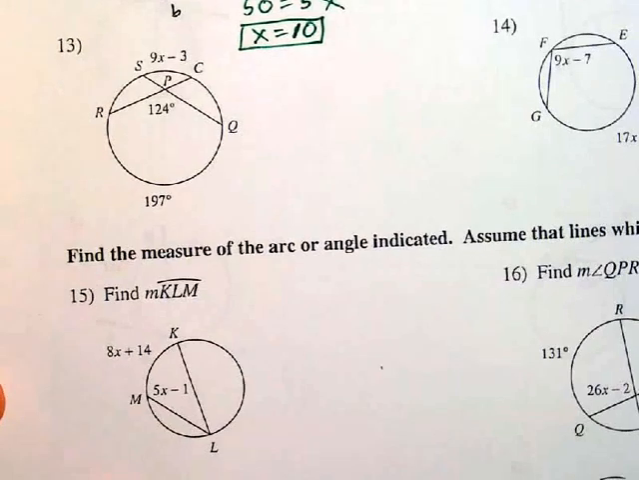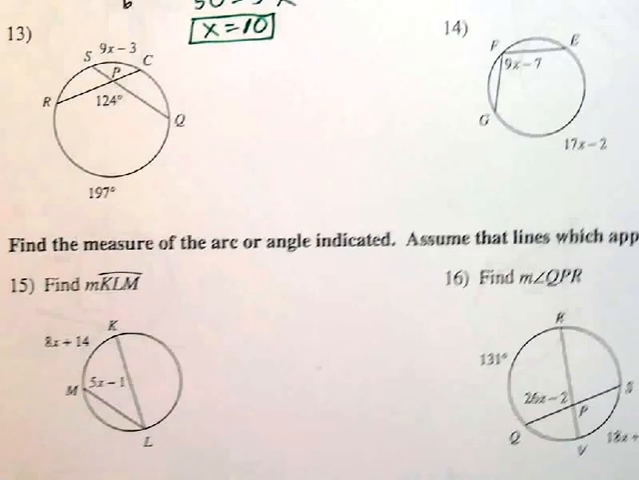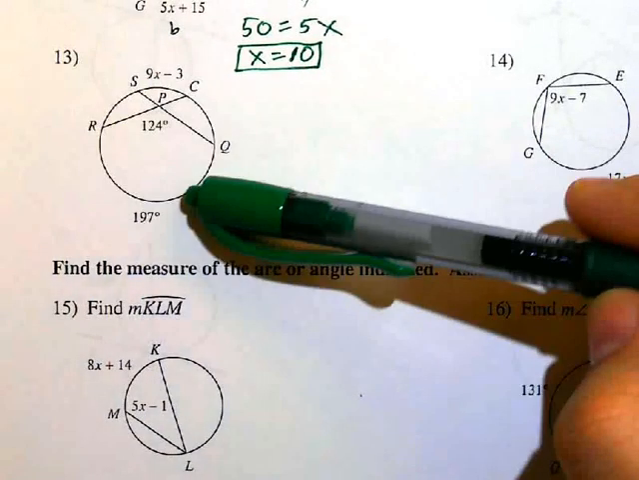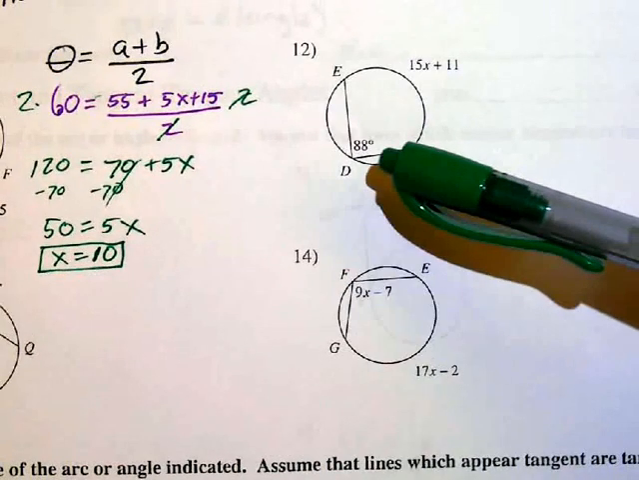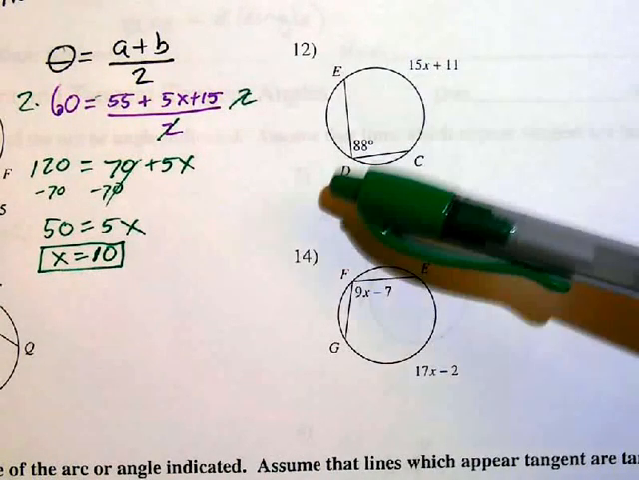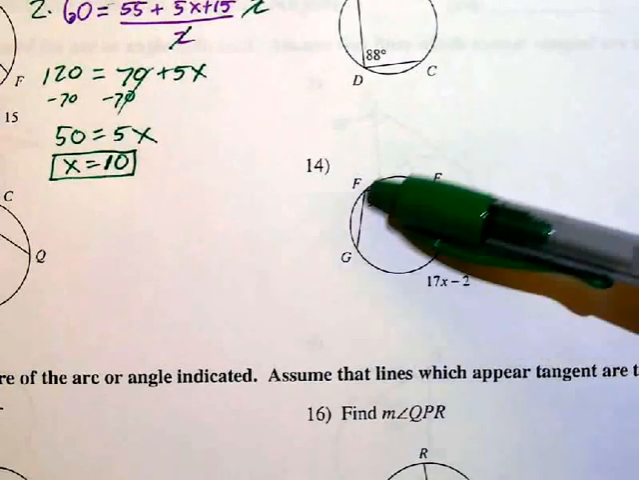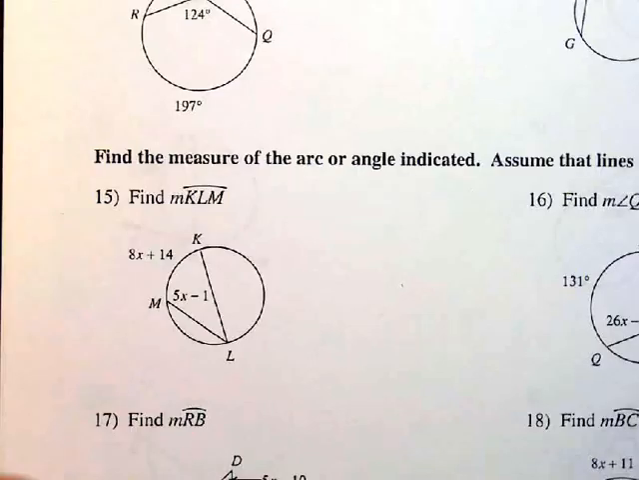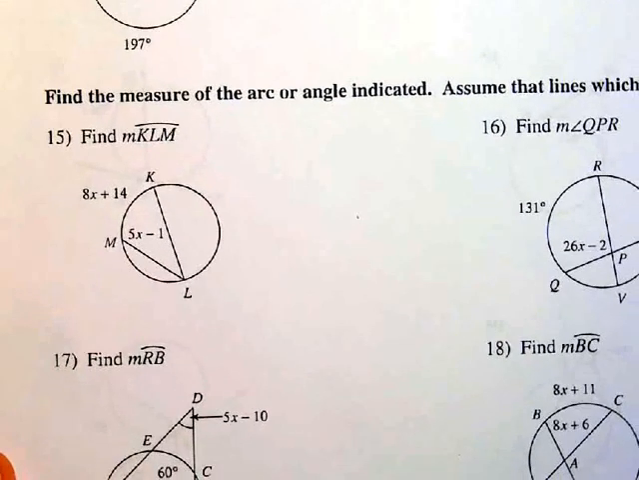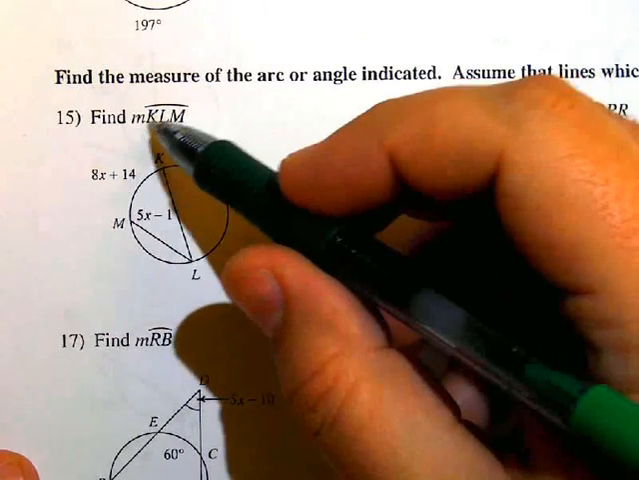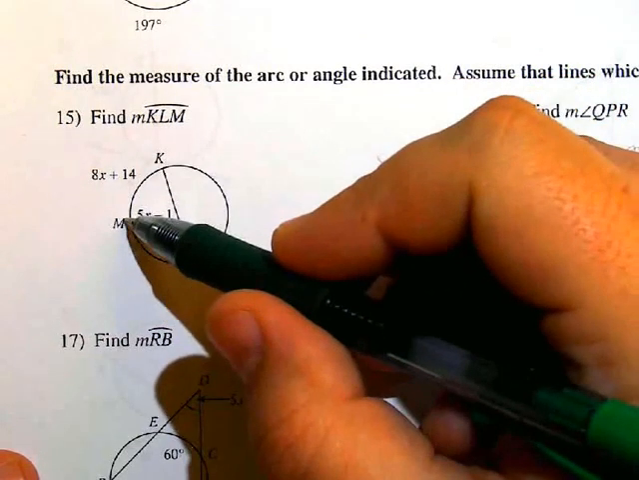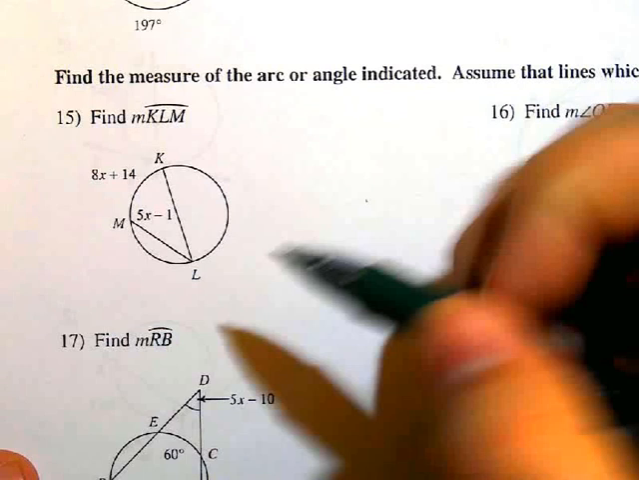Let's move on to some of these down here. Let's see. These two are going to be very similar to the one we just did. This is an inscribed angle, so we're going to have that 2-to-1 relationship. Same here, 2-to-1 relationship. So find the measure of the arc or angle indicated. Assume the lines appear to be tangent. We don't have any tangents in this yet. So find the measure of KLM. So that's going to be this angle down here.